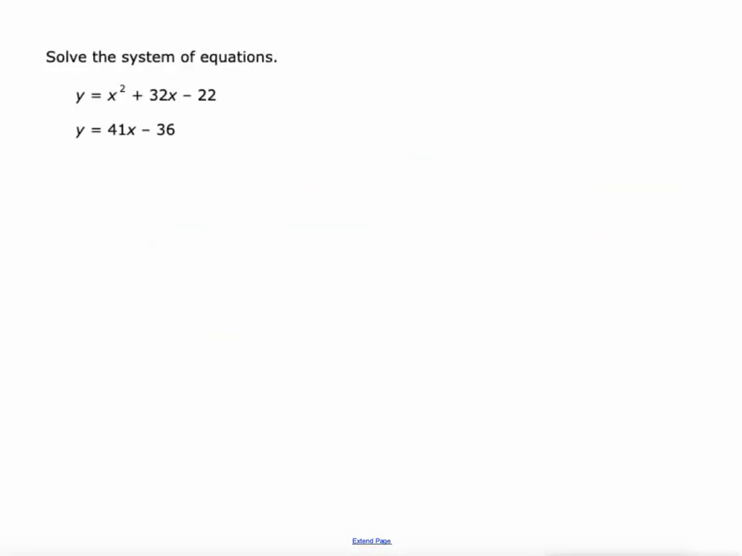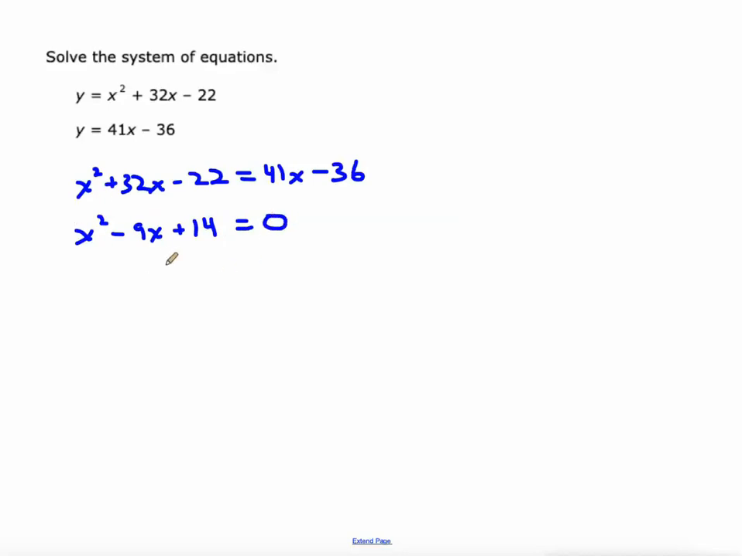All right, another one. I want to show you some different things that go on here. Again, they're both equal to y, so we can set these two expressions equal to each other. All right, so I'm going to again put them into general form. So I'm going to subtract 41x from both sides. And that's going to give me negative 9. 32 minus 41. Yep, it's negative 9. So negative 9x. And then I'm also going to add 36 to both sides. So that's positive 14.